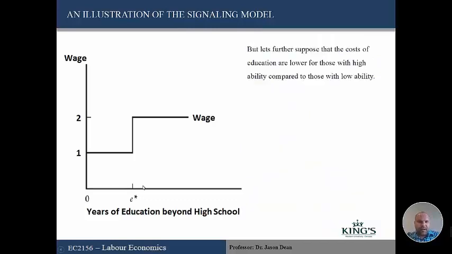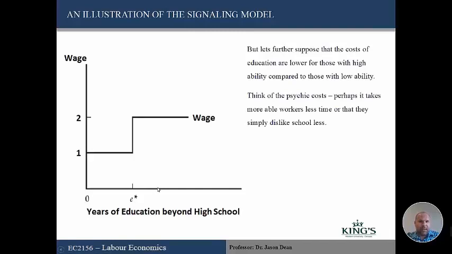But let's suppose that the costs of education are lower for those with high ability compared to those with low ability. And here we're thinking more of psychic costs. So we can think of the disutility of schooling. So people with low ability, generally, maybe we can also think of motivation.